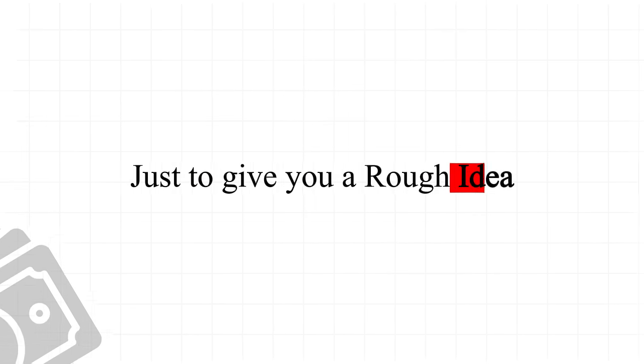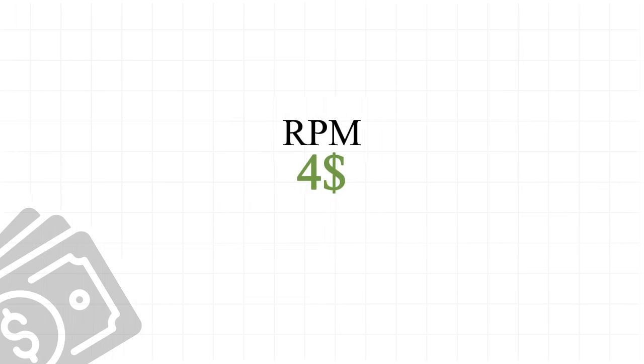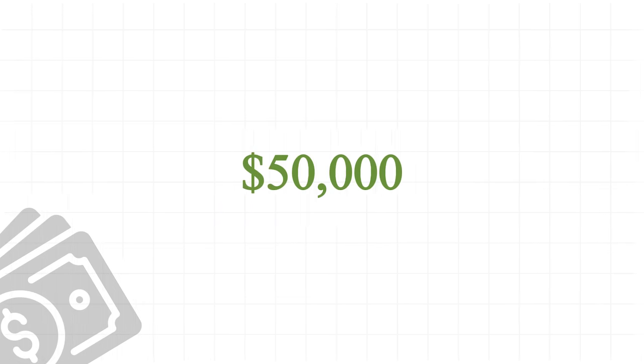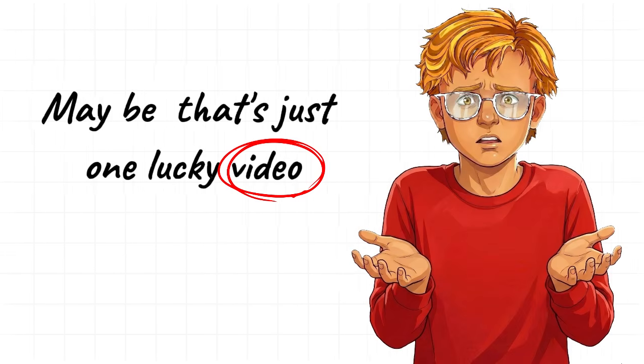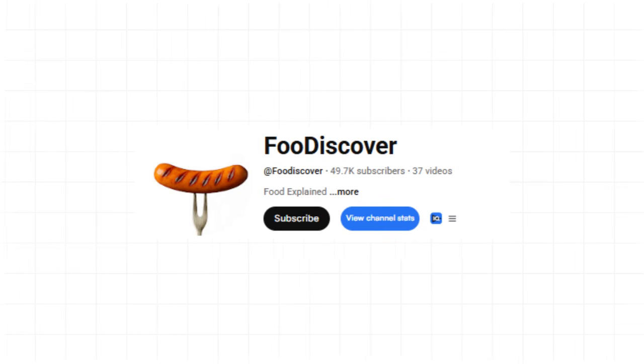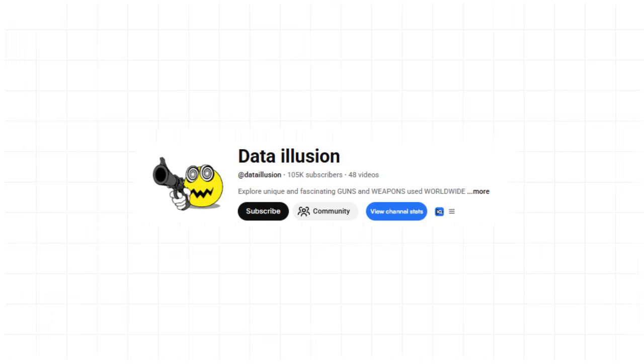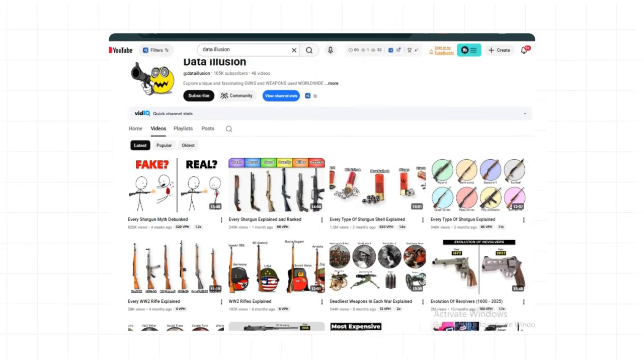Now, just to give you a rough idea, if the RPM is about $4, that's nearly $50,000 from a single video. Sounds crazy, right? You might be thinking, okay, maybe that's just one lucky video. But it's not. There are multiple channels doing the exact same thing, same explainer style, just different topics, and they're getting similar results. Take this channel.